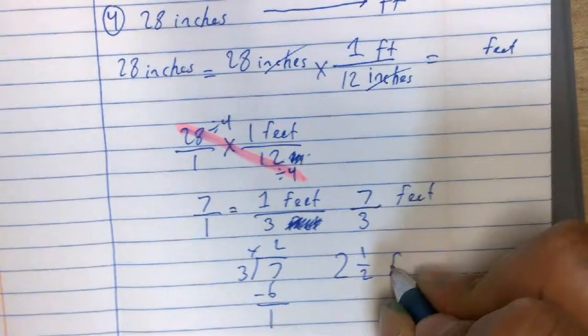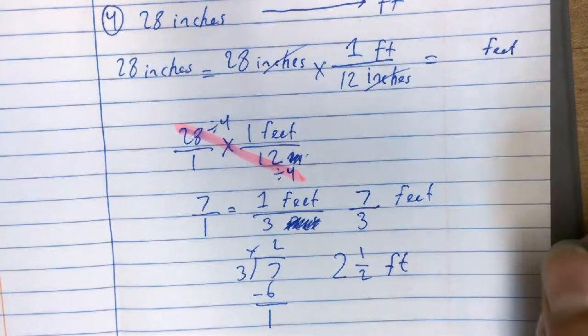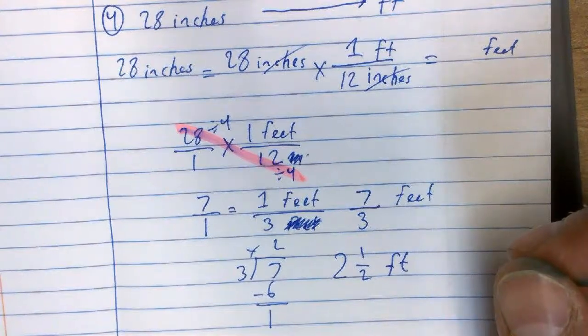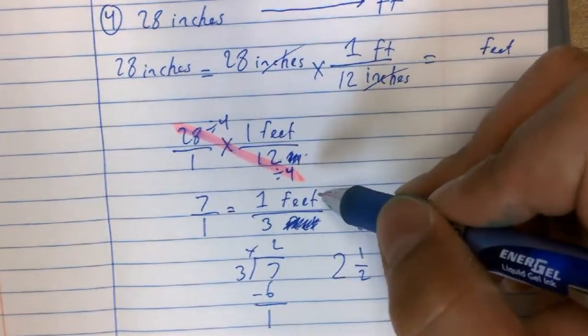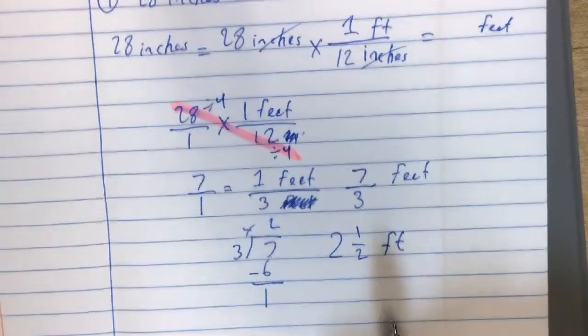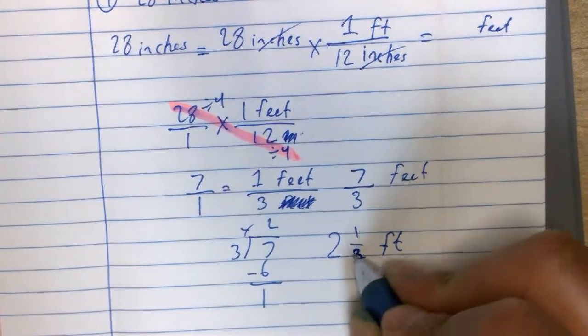2.5 feet. Okay? Now that's funny. 3 times 2, 6. 3 and oh! It's 3 1/3. I apologize.